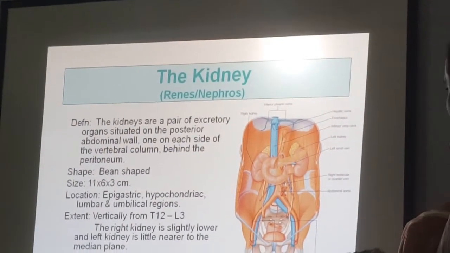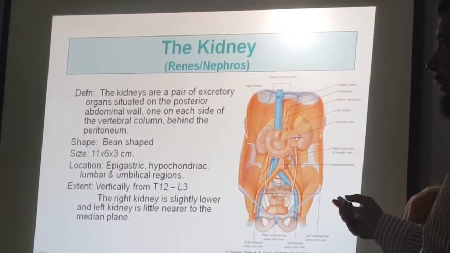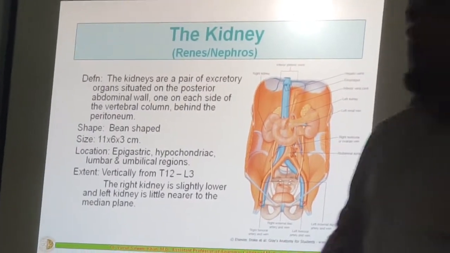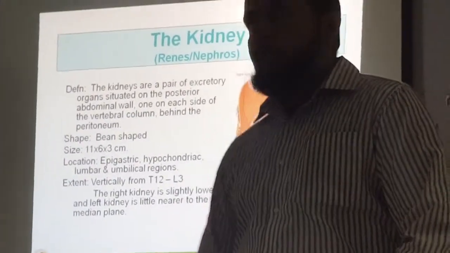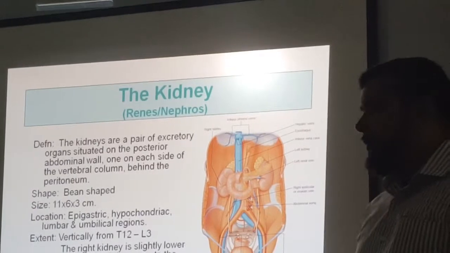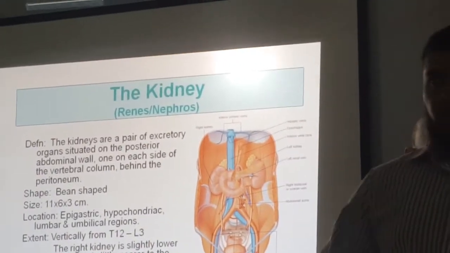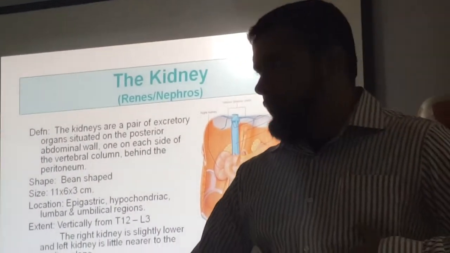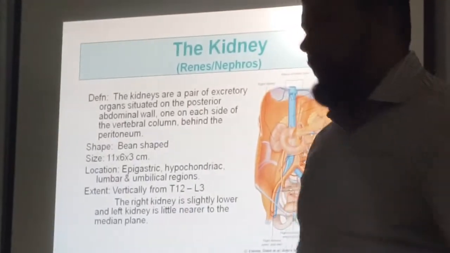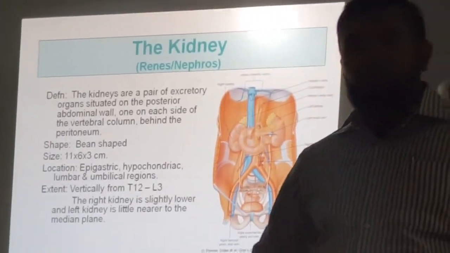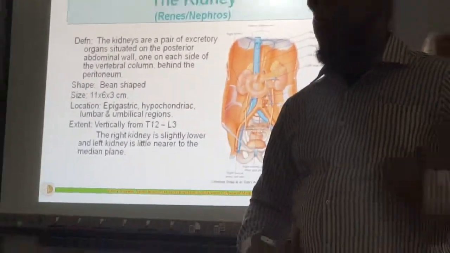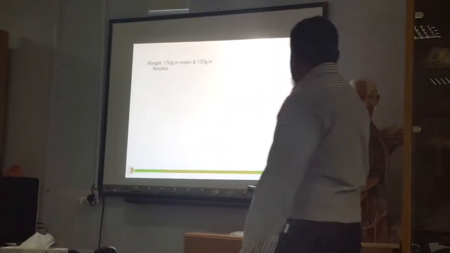So the right kidney, because of the presence of the liver here, has not ascended upwards. Actually, the kidneys initially, we'll talk about the development later, are in the pelvis. Slowly they migrate. But because on the right side we have the liver, it cannot migrate to as high a position as the left kidney.